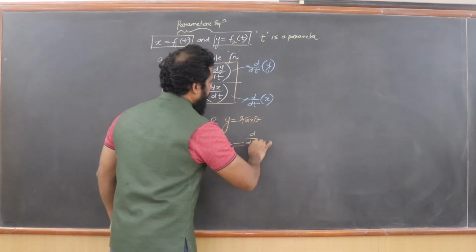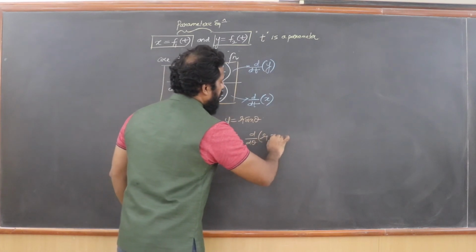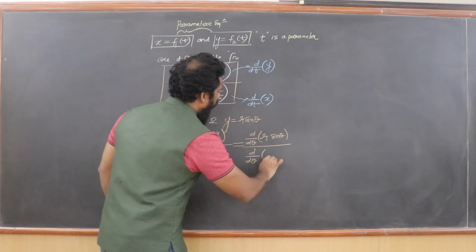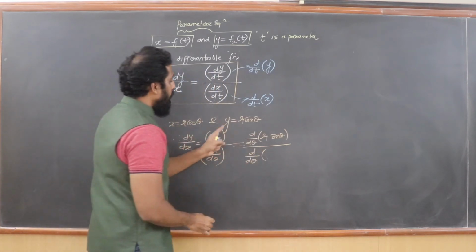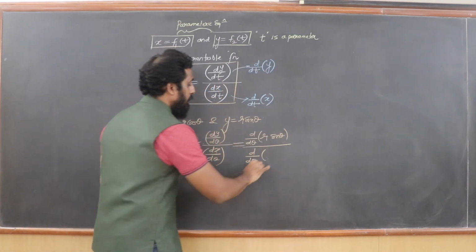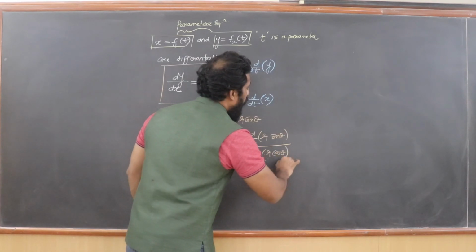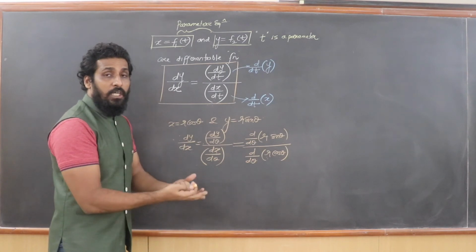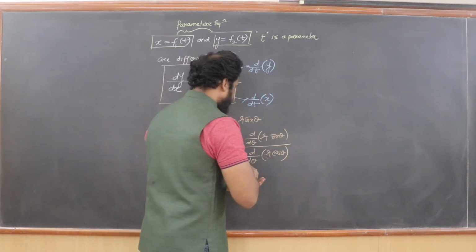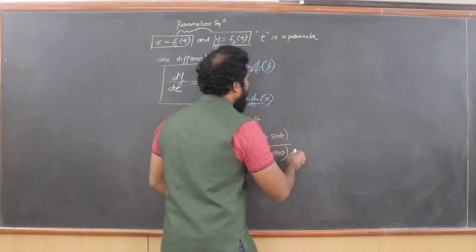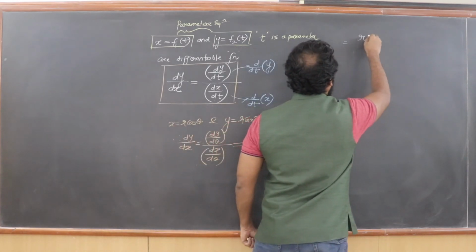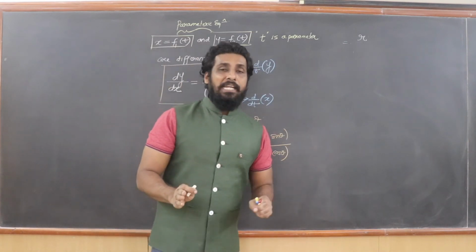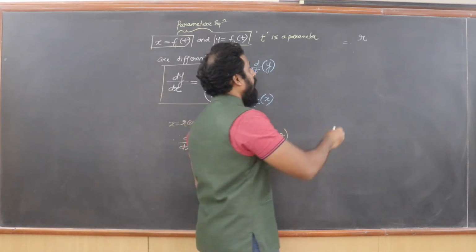So that's d by d theta of r sin theta, whole divided by d by d theta of r cos theta. Now we already know that r is a constant, so from the derivatives the constant will go outside. So in the numerator r is a constant, and what is left is d by d theta of sine theta, and you all know the derivative of sine theta. It is cos theta.